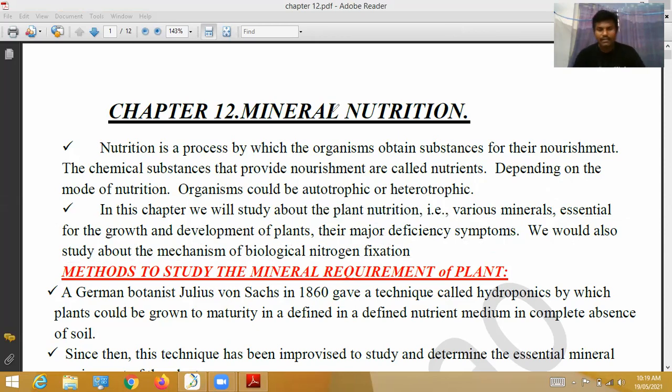First of all, what are the methods to study the mineral requirements of plants? What kind of methods are there to study the mineral requirements of plants? The heading is methods to study the mineral requirements of plants.